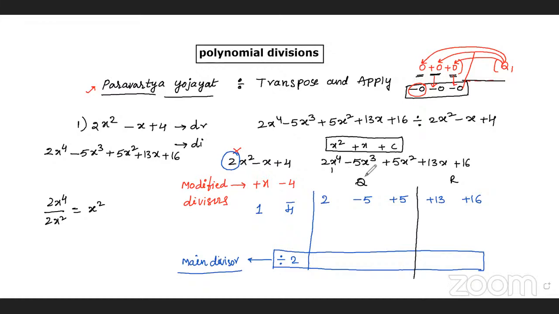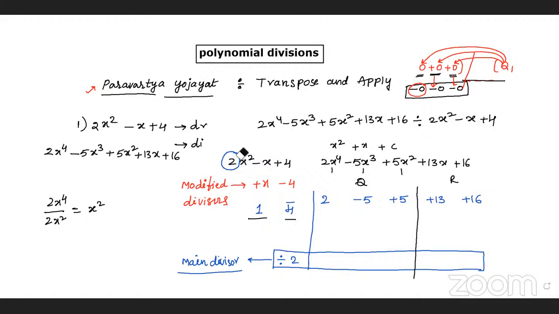So only 3 terms indicate the quotient part, and the remaining 2 terms indicate the remainder part. That is the reason we are separating. Why? Because we have already eliminated 2x square, since we are taking it as the main divisor. Then we are left with only 2 terms, and these 2 terms simply indicate the remainder and quotient part. Is it clear for everyone?